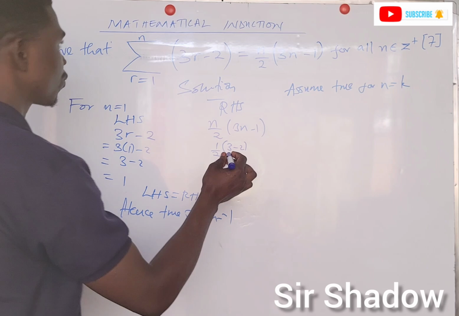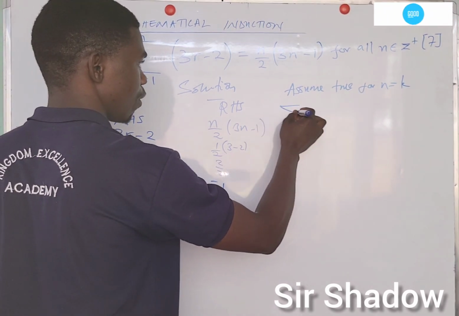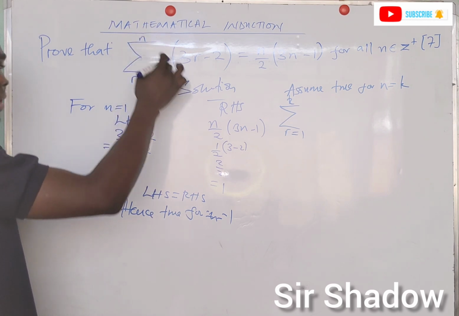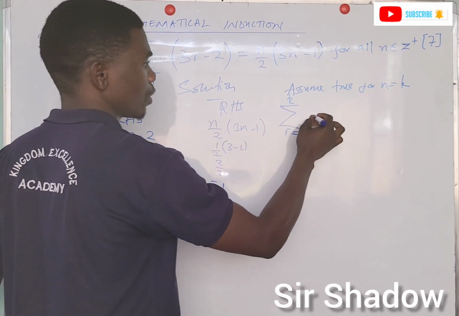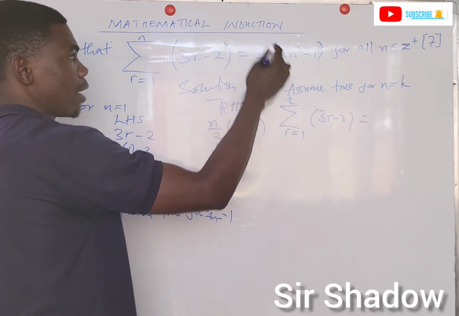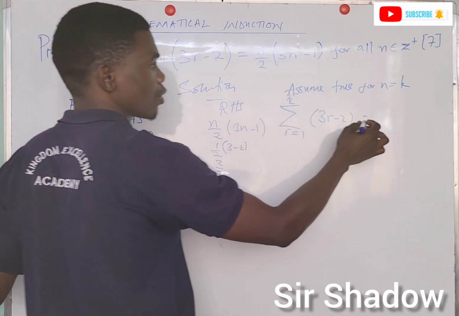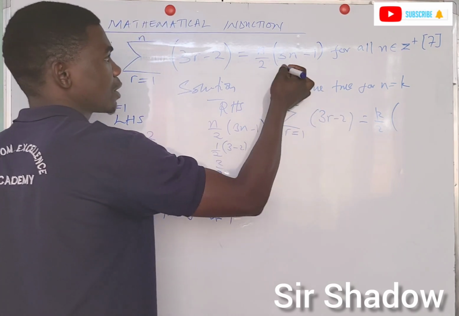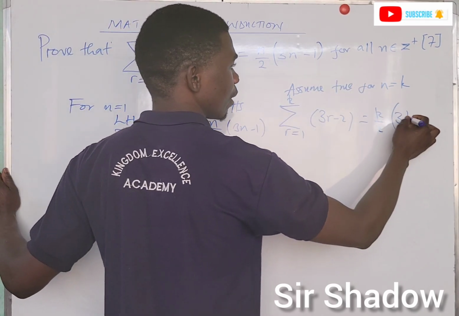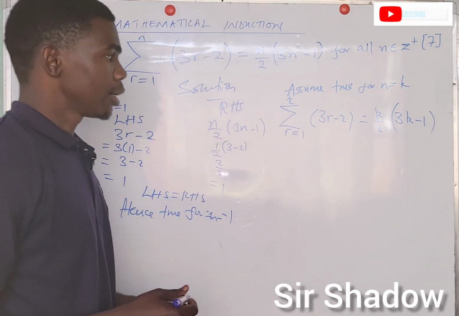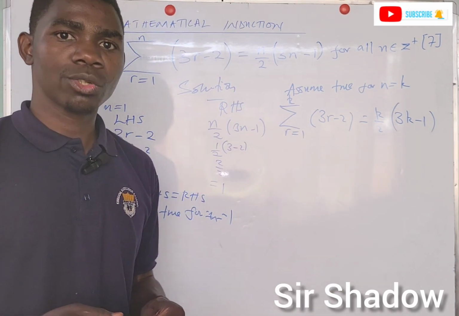Assuming true for n equals k, we are saying the summation of r equals 1 up to k, instead of writing n, we write k, of 3r minus 2 should be equal to k over 2 multiplied by 3k minus 1. Remember, n is equal to k. So we are done with assuming true for n equals k.